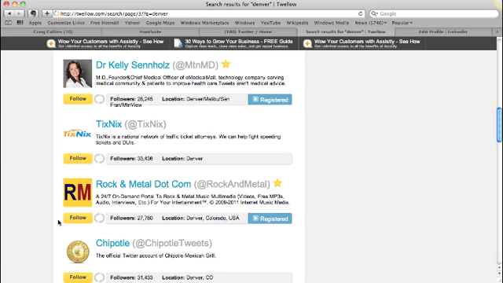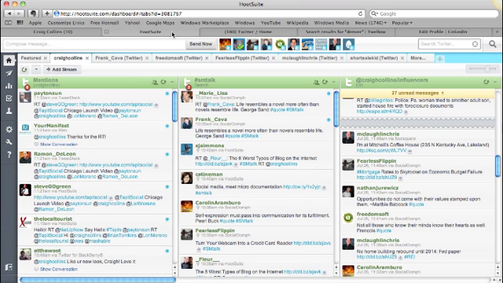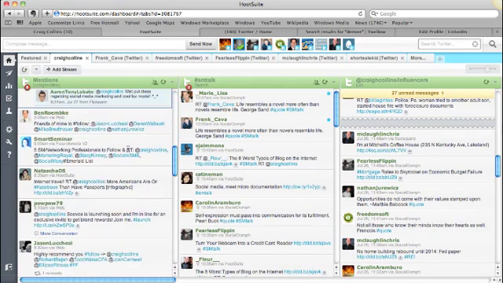Okay, so now once we've followed these folks, what we want to do is manage the conversations with these people. So we use another tool called Hootsuite, which essentially allows us to categorize the different people and the different conversations that we're having. Okay, so this is my profile that we're looking at right now. I've created a mentions column, and this just basically tells me anyone who is mentioning me on Twitter at all.